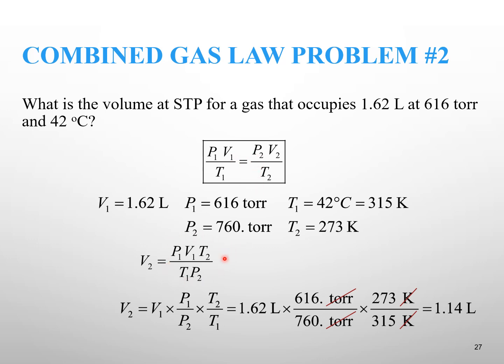So we fill in the blanks, put all the numbers in here. This is V1, this is P1, and this is T2, and then this is P2, and this is T1. Okay? And you get your answer of 1.14 liters because the unit that's left over is liter. Torr cancels out, Kelvin cancels out.